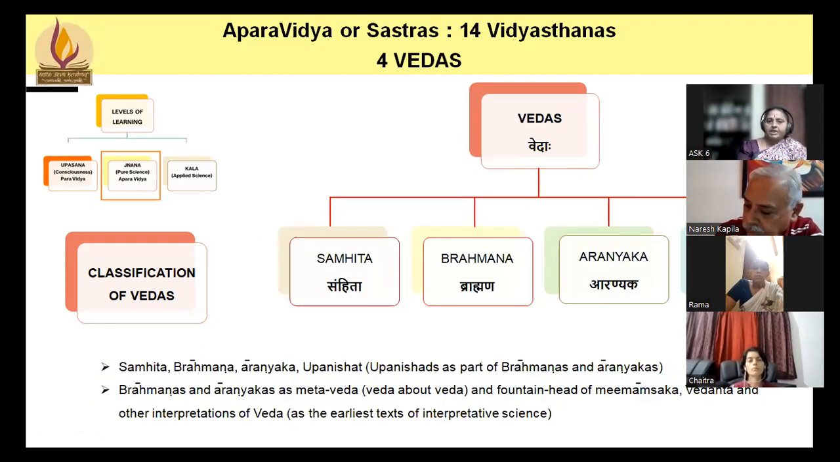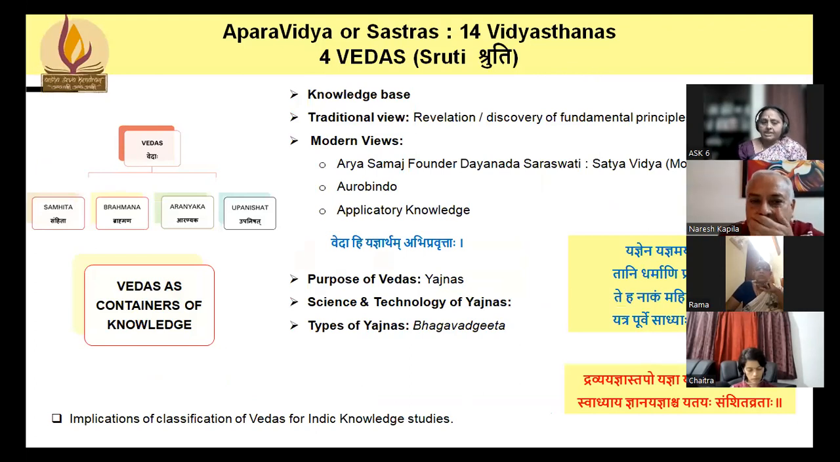Each of the Vedas contains these branches: Samhita, Brahmana, Aranyaka, and Upanishad. Brahmana deals with different concepts other than the Samhita, and Aranyaka deals with some other concepts. There is some difference that we will take up later. Then, what are Vedas actually? They are considered as containers of knowledge.